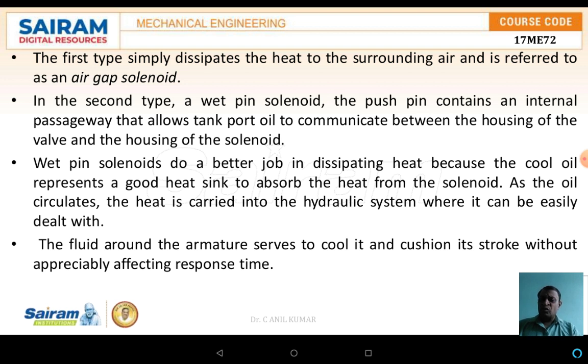A wet pin solenoid does a better job of dissipating the heat because the cool oil represents a good heat sink and absorbs the heat from the solenoid. As the oil circulates, the heat is carried into the hydraulic system where it can be easily dealt with. The fluid around the armature serves as a coolant and also acts as cushioning in its stroke without appreciably affecting the response time. This one is the oil cooled or oil gap solenoid.